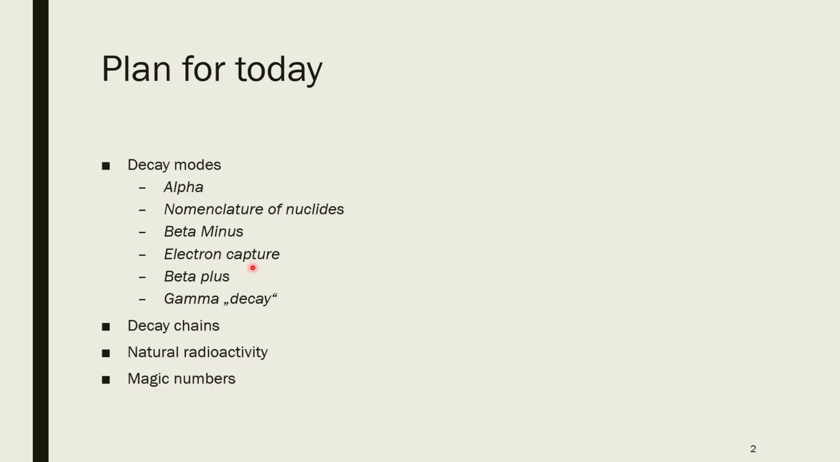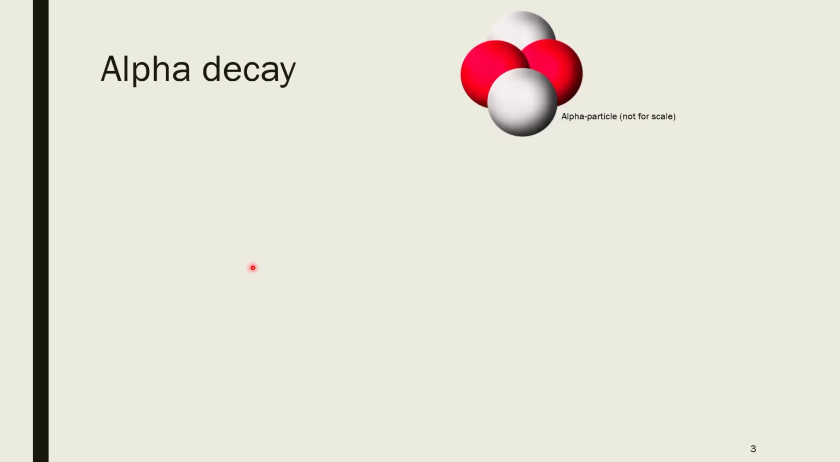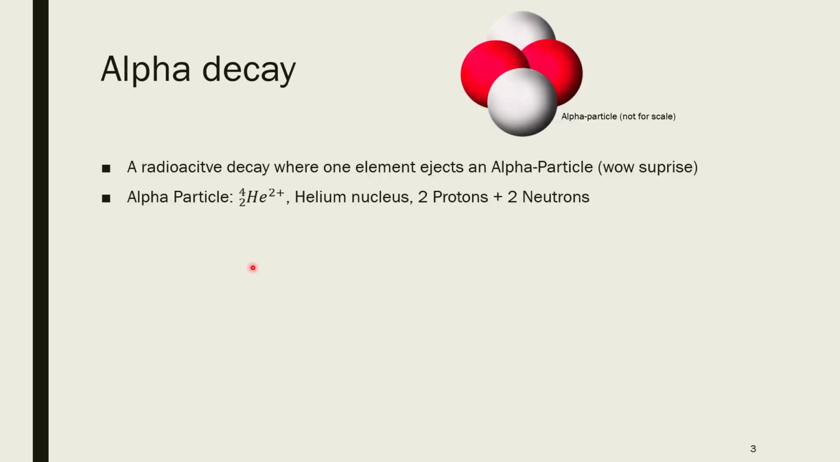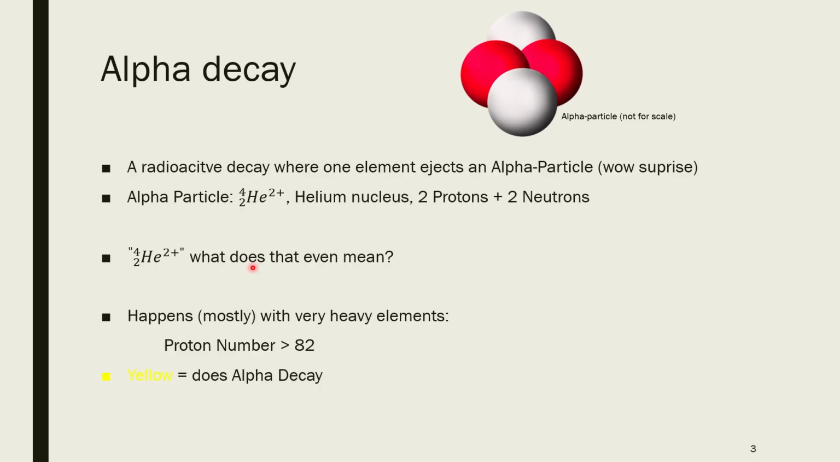Okay, let's start with the alpha decay. The alpha decay is a radioactive decay where one element ejects an alpha particle. Surprise, surprise. An alpha particle is a helium nucleus, so two protons and two neutrons bound together, just without the two electrons, making up a helium atom. We can talk about why I wrote it down like this on the next slide, but alpha decay mostly happens with very heavy elements, so proton number of 82.